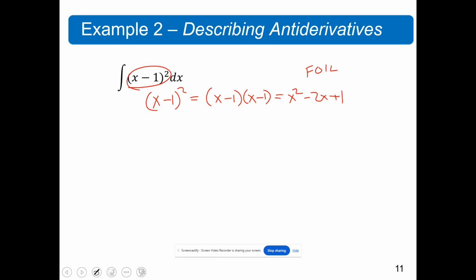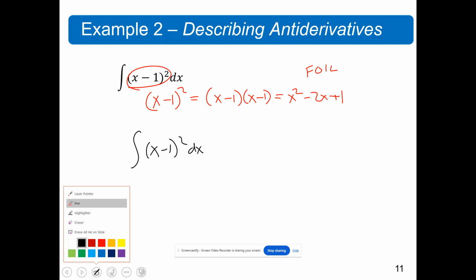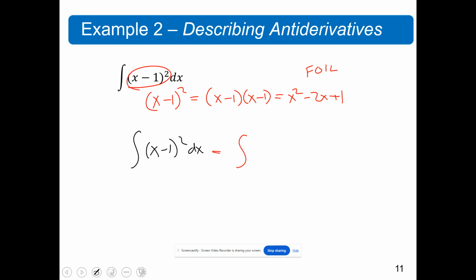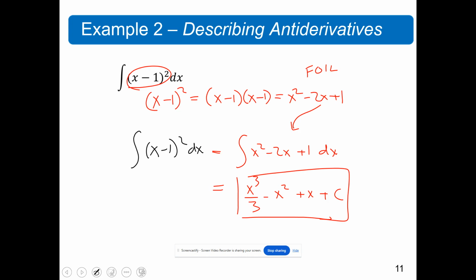FOIL. So then our integral here, x minus 1 squared dx, could be converted to the integral of x squared minus 2x plus 1 dx. That's where this comes from. And so the antiderivative of x squared is x to the third over 3. This would be -x squared, and this would be x, and then you put the plus c. So that would be the solution for this indefinite integral.